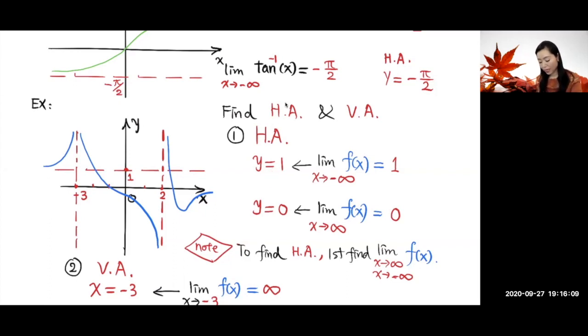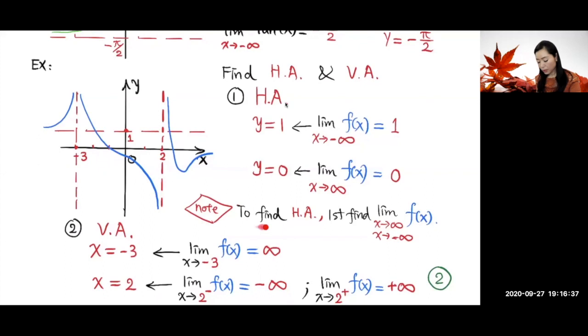And look at the other end. When x goes to positive infinity, we see the function value getting closer and closer to 0, right? Getting closer and closer to the x-axis. So y equals 0 is a horizontal asymptote. So we have two horizontal asymptotes by looking at the end behavior here and also here. To summarize, to find horizontal asymptotes, we first find the limit of the function as x goes to infinity or negative infinity. So at this end and also at this end.